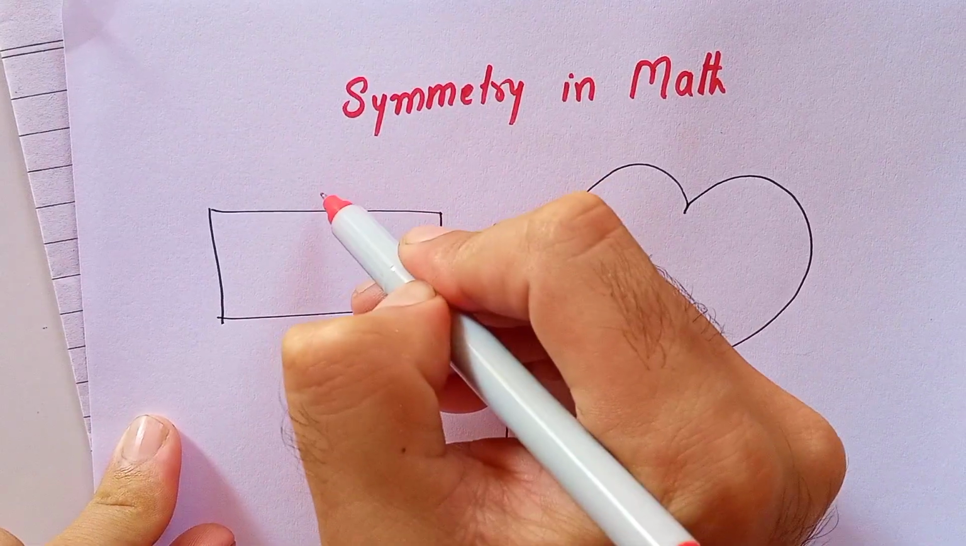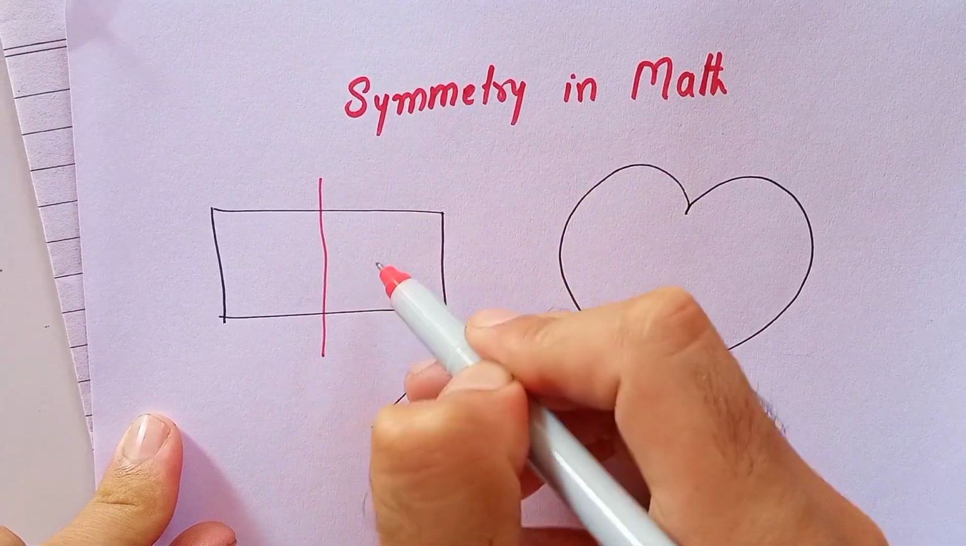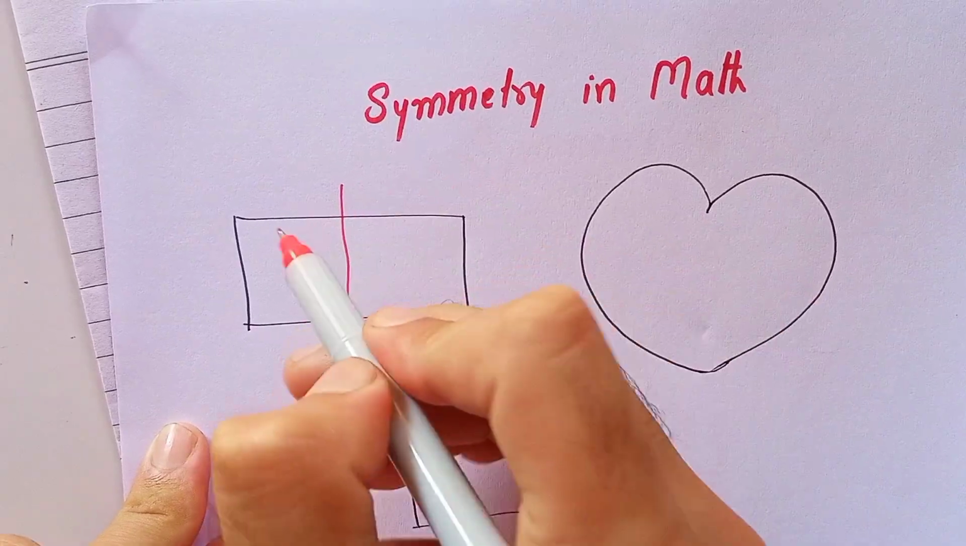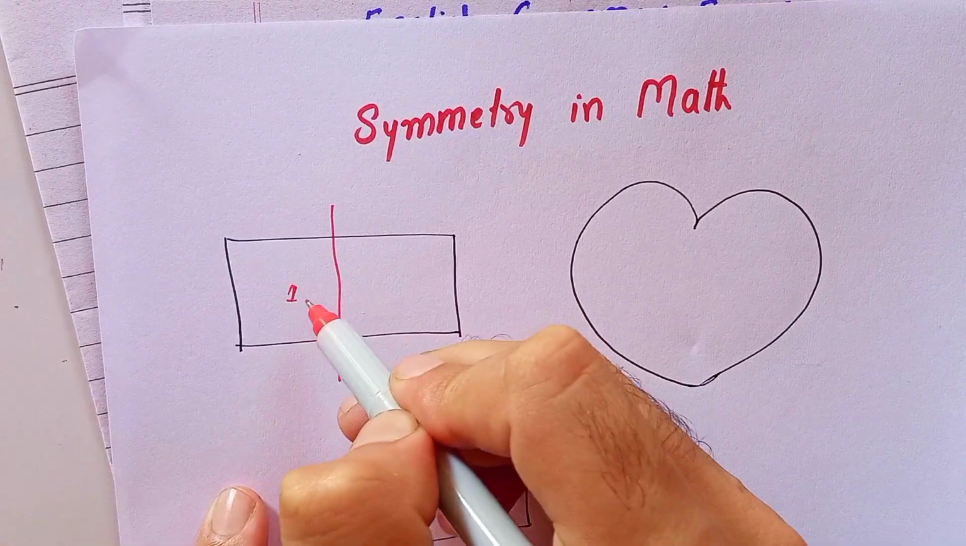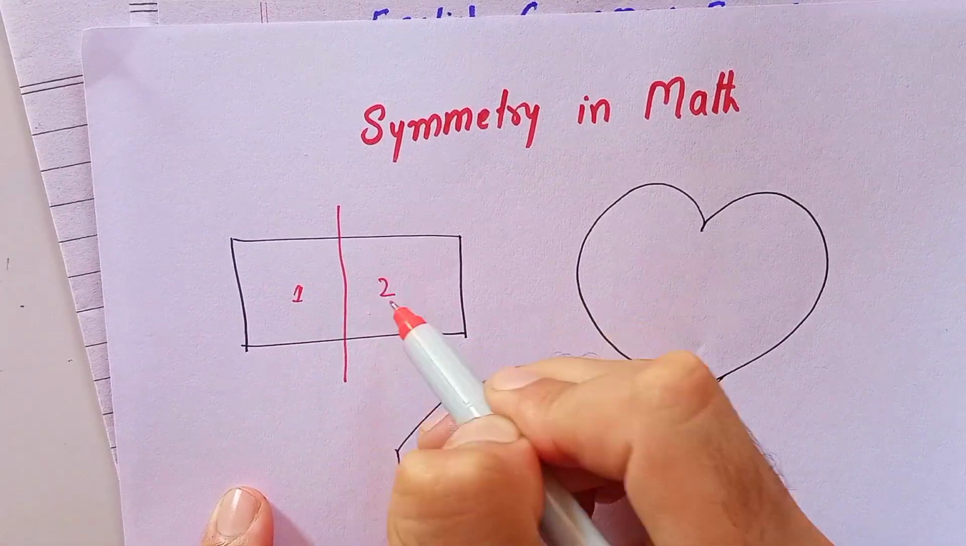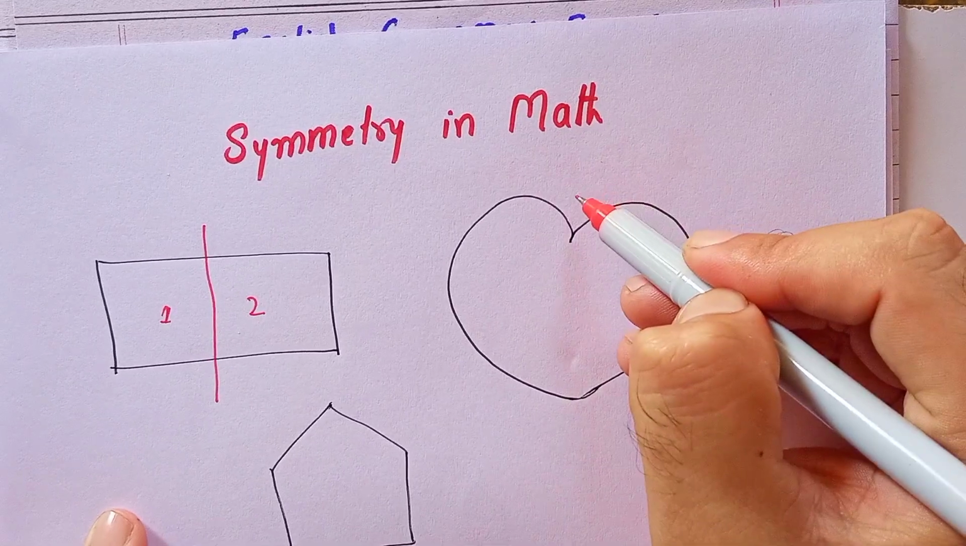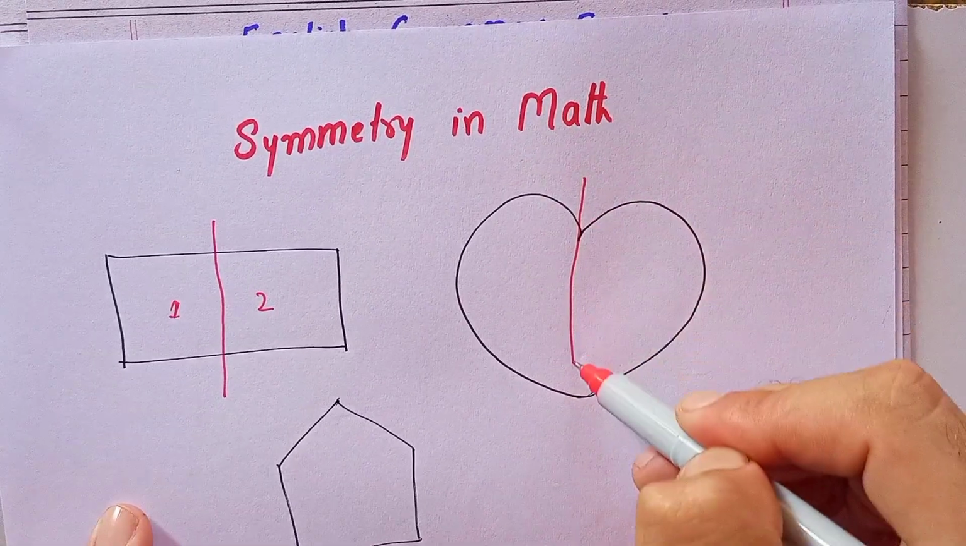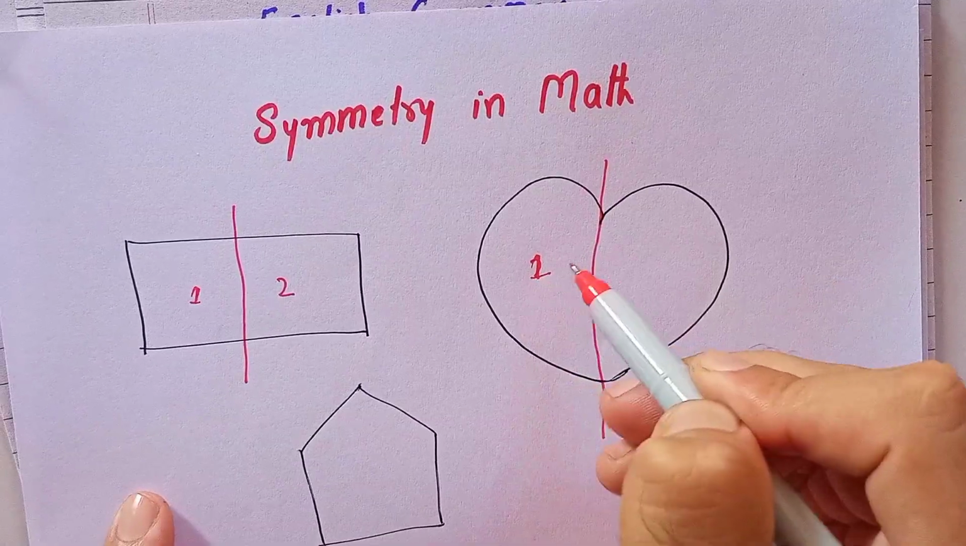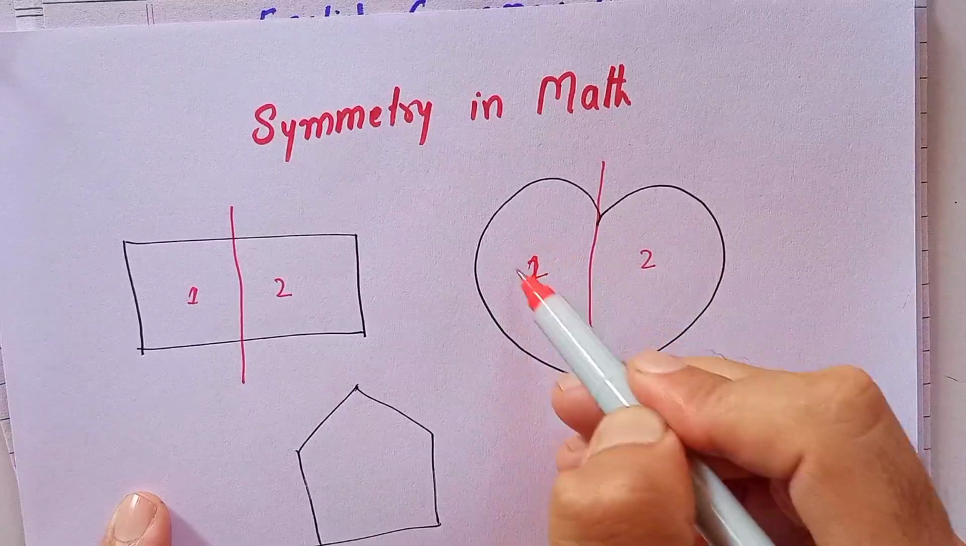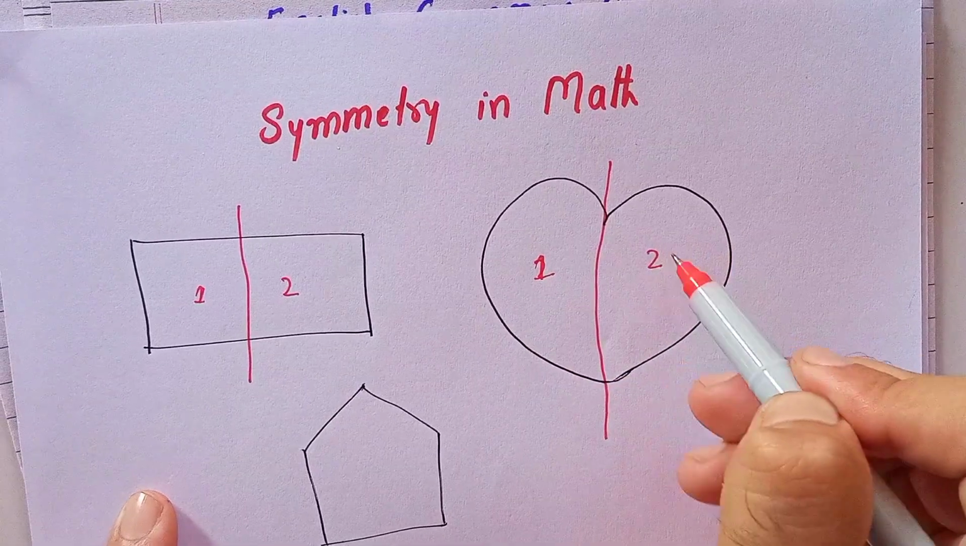For example, I draw a line over this shape. This can be divided into two equal halves. In this shape, the first piece is the mirror image of the second one. In the same way, if I draw a line over this shape, this can be divided into two equal halves. Half one is the mirror image of the second one. This half shape is the mirror image of the second one.